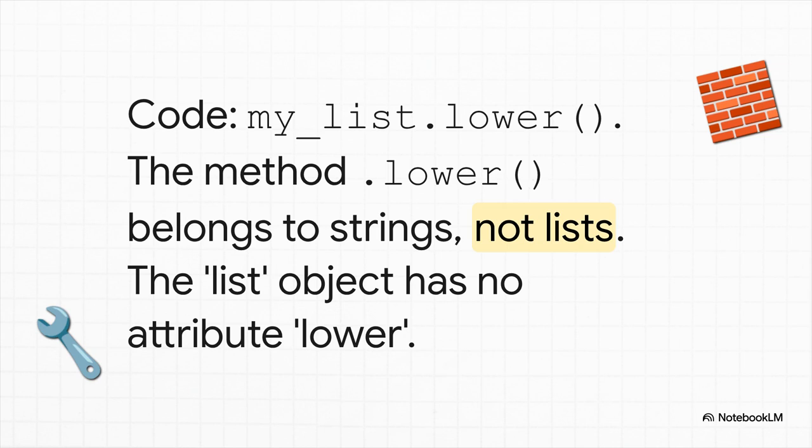And finally, the attribute error. Think of this like trying to use the wrong tool for the job. Every data type comes with its own little toolbox of methods. The .lower method, for making text lowercase, is a tool that belongs in the string toolbox. Lists have a different set of tools. So when we try to use a string tool on our list, Python rightly says, nope, a list object doesn't have a tool called lower.